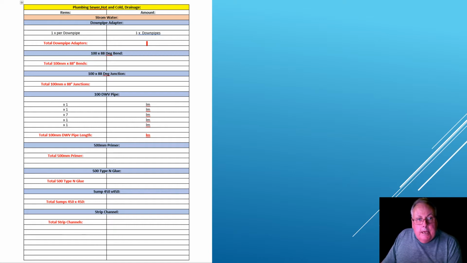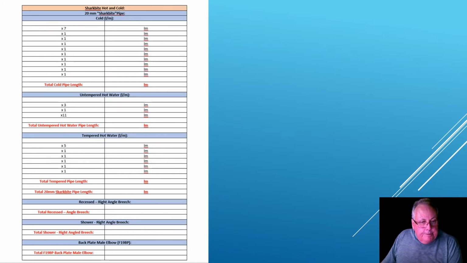number of 88-degree bends. Strangely, we have 90-degree bends, and yet in plumbing they record them as 88. I don't know any other reason than just to confuse a carpenter. Okay. 100 DWV pipe, we talked about that a minute ago, and here's all your pipe lengths, and you can put the number of them, and then the lineal meters, and then a total lineal meters here. Okay, primer, glue, how many sumps, how many strip channels, what their length is, and so you can follow through to there.